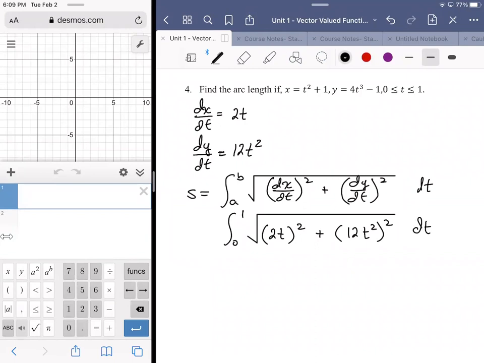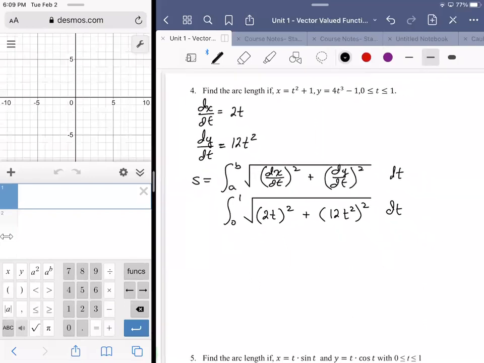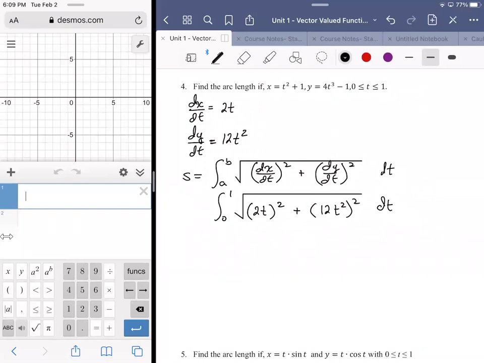So then, easier said than done. The only thing that we have left to do is integrate this. So we could simplify. Sometimes it's worth it, because maybe it's something you could do quickly and easily by hand. So let's give it a look. We're looking at the square root of 4t squared plus 144t to the 4th over the interval of 0 to 1, dt.